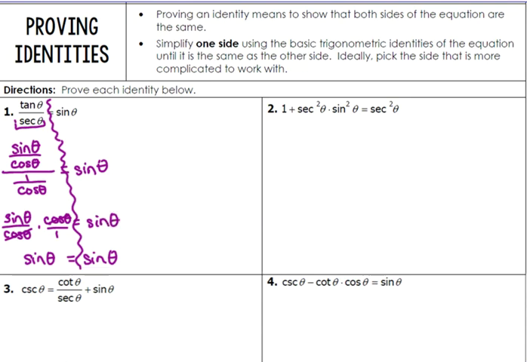And yes, I know it looks incredibly redundant, but that is supposed to be your last step. Sine of theta equals sine of theta. You've got to show that you get all the way to the end and that it's equal to the other side.